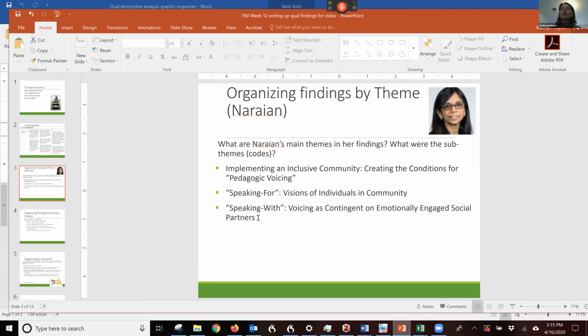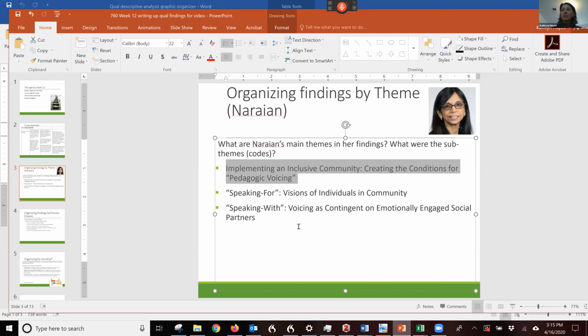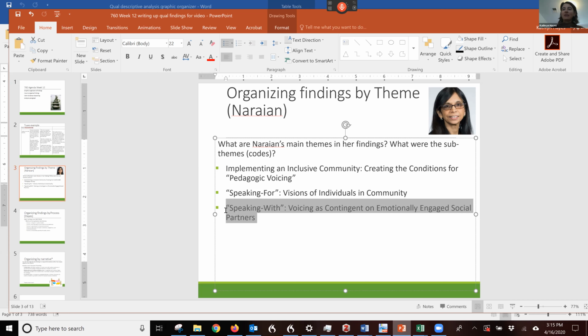She's got 3 headings: implementing an inclusive community, creating conditions for pedagogic voicing, speaking for visions of individuals as community, and speaking with voices as contingent on emotionally engaged social partners. These are the themes that came out of her data. And these are the ones that she felt were compelling. So it's not that this is everything that was in her data.